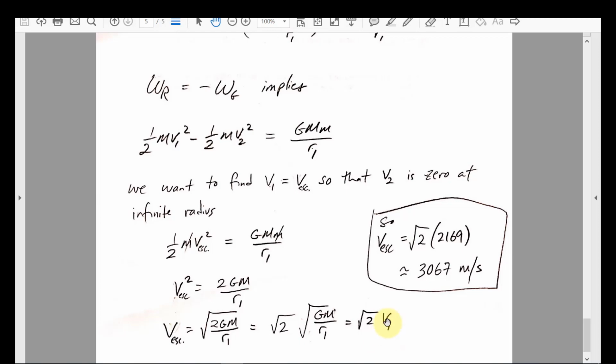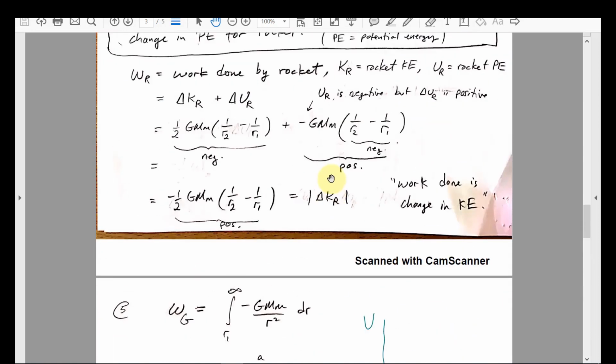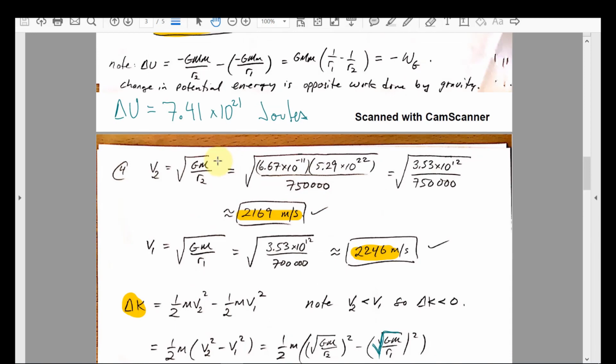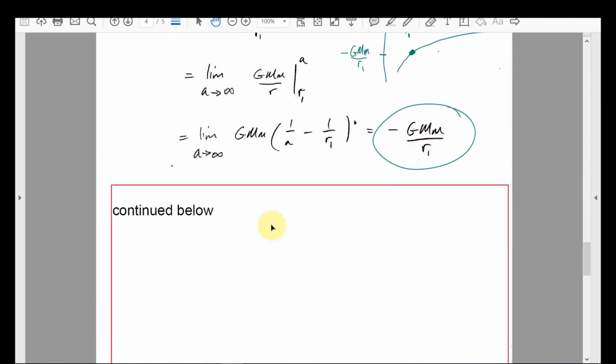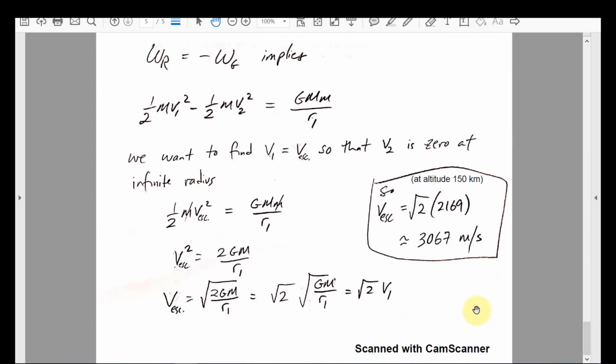So then, since the question originally in number 5 was, what's the escape velocity at an altitude of 150 kilometers? Well, the velocity at 150 kilometers was this 2169. So if we want to know the escape velocity there, we can just multiply square root of 2 times the 2169. So at an altitude of 150 kilometers, the escape velocity is the square root of 2 times 2169 meters per second, and it gives us 3067 meters per second.